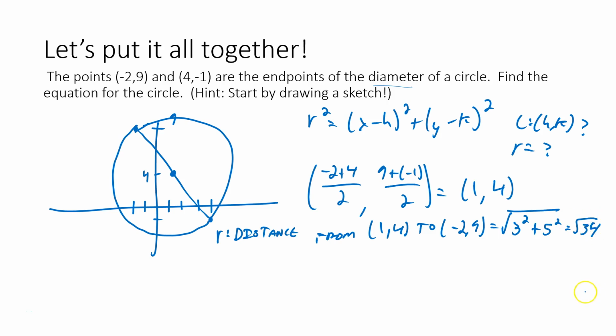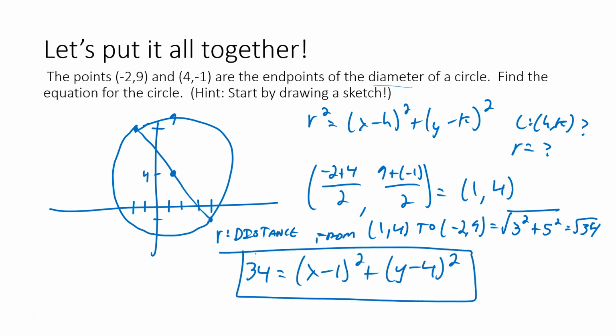And you might say, well, that's kind of a nasty number. But look at the equation. We're going to square it. So r squared is 34, is equal to x minus h, that's x minus 1 squared, plus y minus k, which is y minus 4 squared. And there is the equation for our circle. And that's all there is to it.